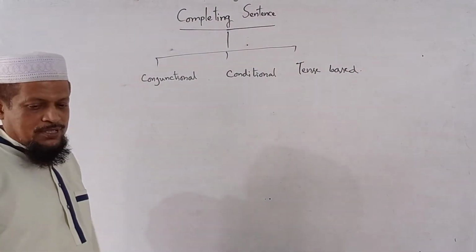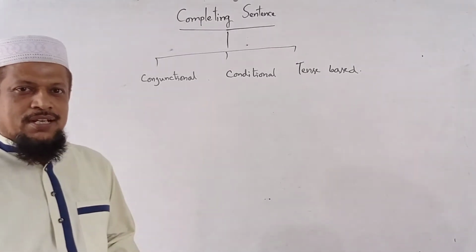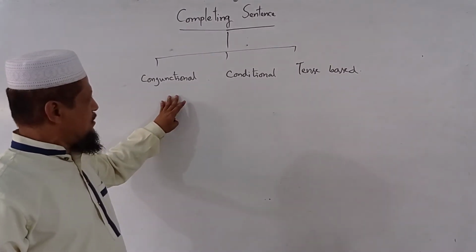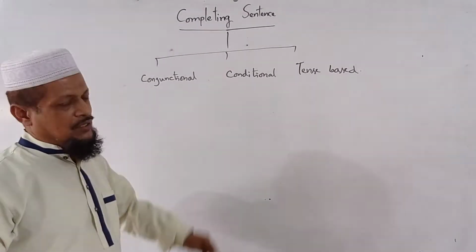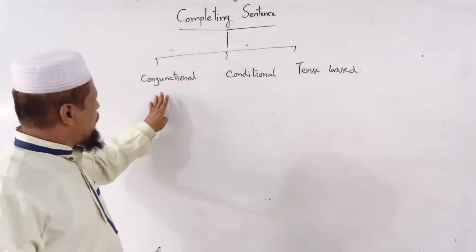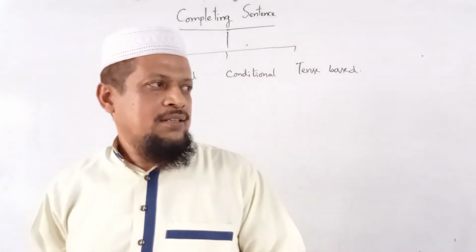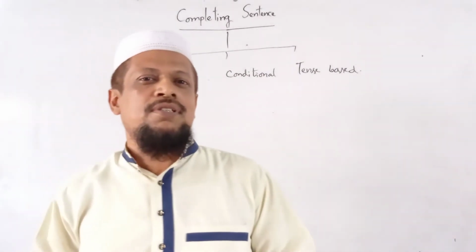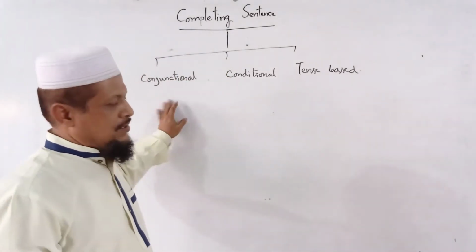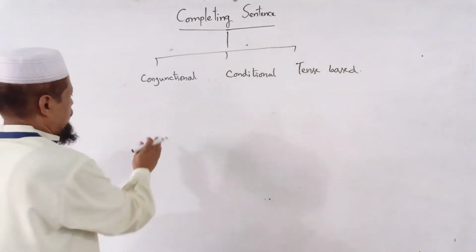There are lots of conjunctions in the English language, but some conjunctions are used to make a complex sentence or compound sentence. Today I will discuss the rules of conjunctional, the conjunctions that are used in reading. I will discuss some of them. Follow me.